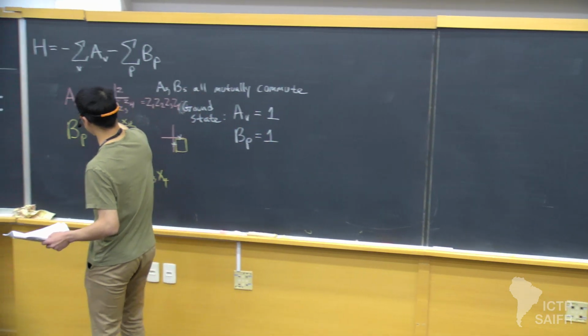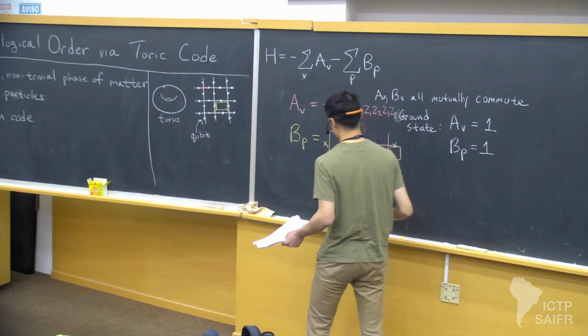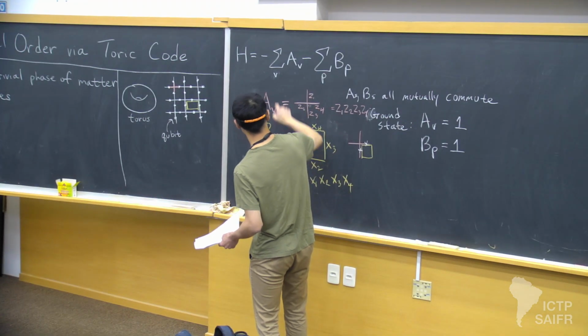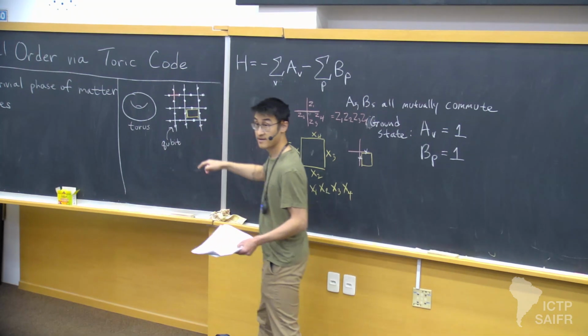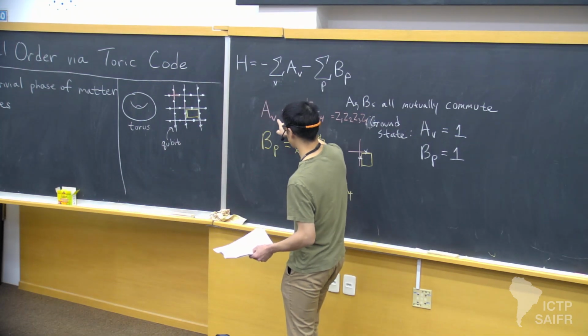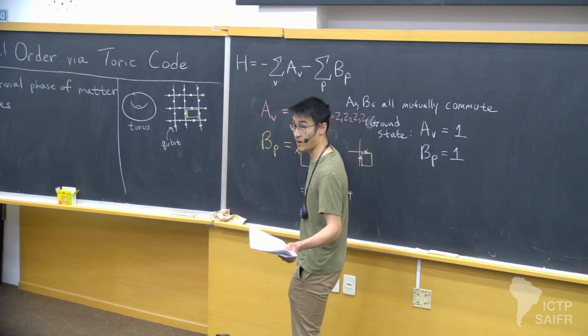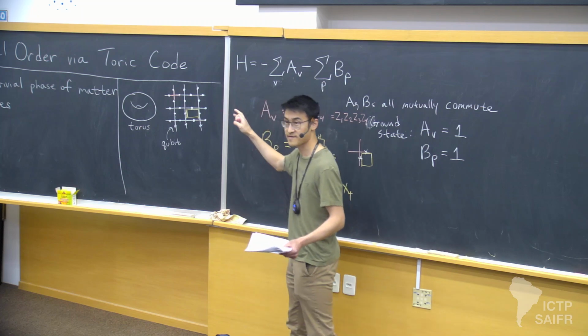Sorry, so V is short for vertex. Okay. So we have a sum over all vertices, and on each vertex, I have this 4-body operator coming out of that vertex.